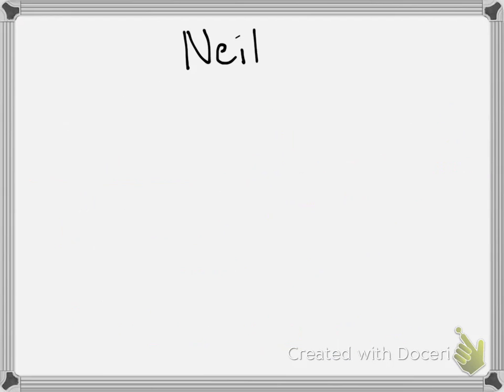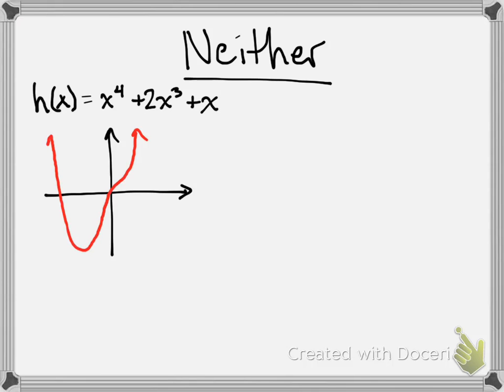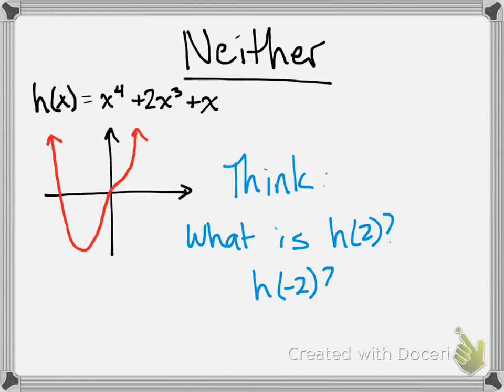And the last thing that I want to talk about is a function that's neither even nor odd. So here it is, x to the fourth plus 2x cubed plus x. It looks something like that. And now I don't want you to write anything down, but I just want you to think, what is h at 2, what's h at negative 2?